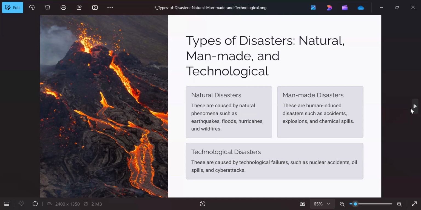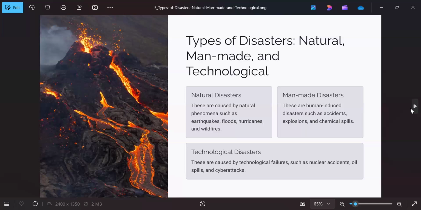These are human-induced disasters such as accidents, explosions, chemical spills, like someone is driving rashly on the road and it hurts a lot of people. It meets an accident or there is an explosion, due to a bomb by terrorists. So these are man-made disasters. So as an engineer, we have to plan for all such disasters.